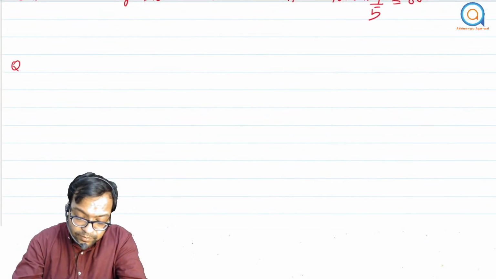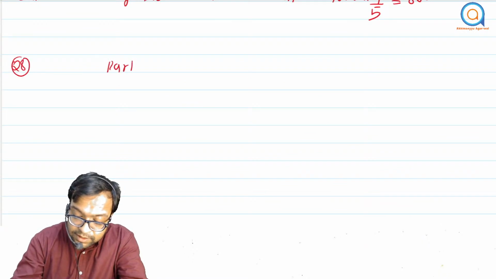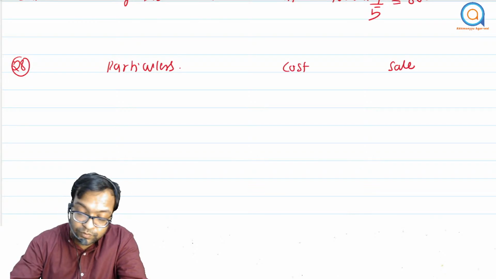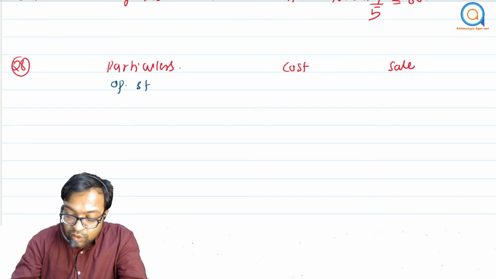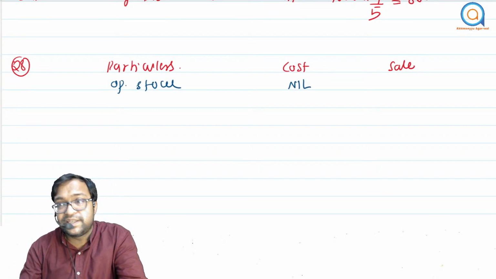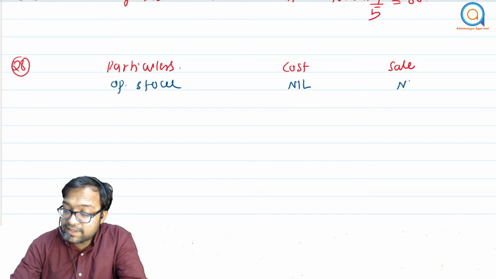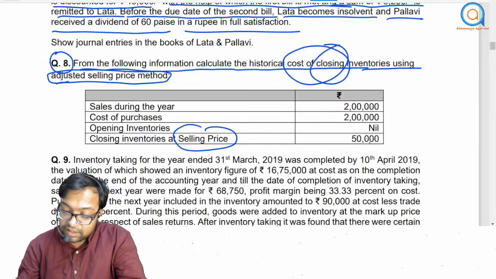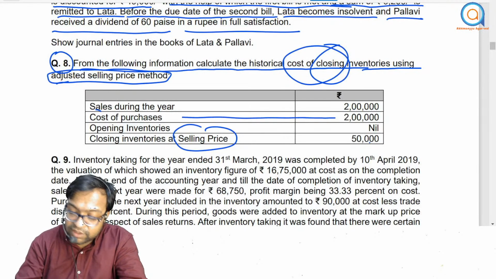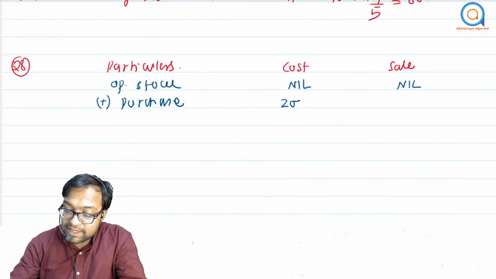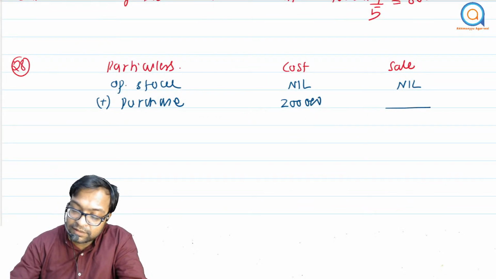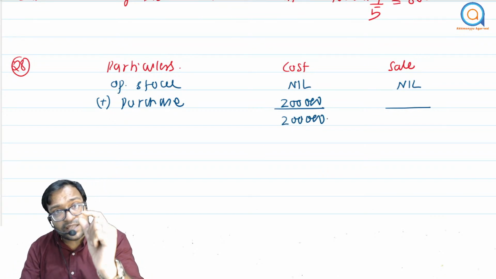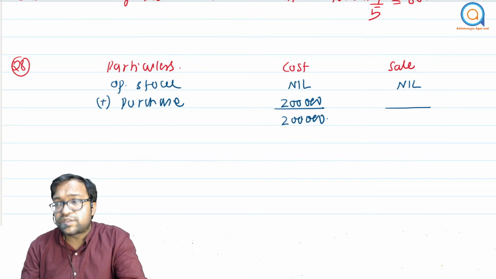Question number 8. You should write like this: particulars, one column is cost and one is sale. Opening stock is nil, 0. So opening stock's cost is also 0, sale price is also 0. Then I'm writing purchase. The goods that we have purchased, cost is 2 lakh. How much is the sale price? We don't know, so leave it blank. 0 plus 2 lakh is 2 lakh. This figure is known as cost of goods available for sale.